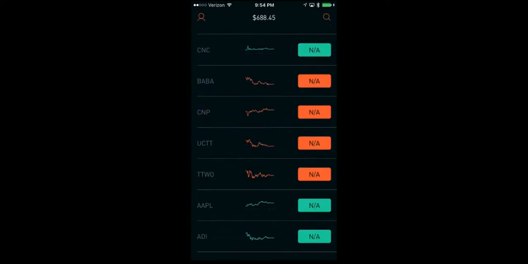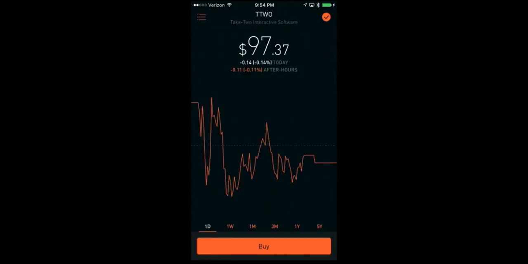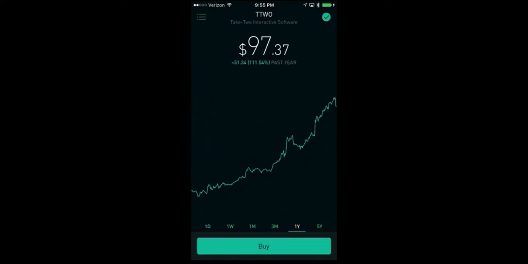All right. So next on the list we have Take-Two Interactive Software. And for anybody who does not know, these are video game creators with the likes of Grand Theft Auto and NBA 2K franchises. 1 year is up 111.54%. The 5 year up 833%. Now, we all know video games. We know they're not going away anytime soon.